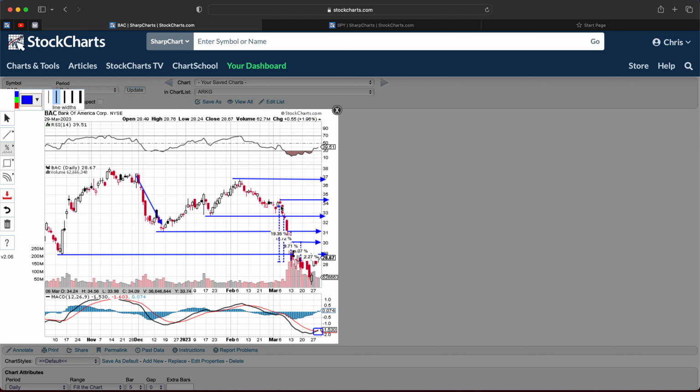15% away. 21% away. 30% away. All right, so trading Bank of America from where it's at to this previous high right here will give you about a 30% return. Now, 30% return trading common shares is decent, right? If you were to trade stock options, you can get that tomorrow pretty easily.